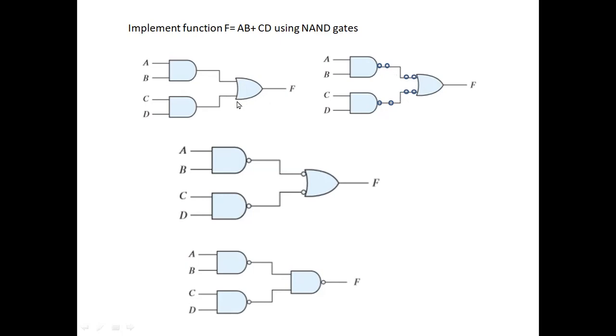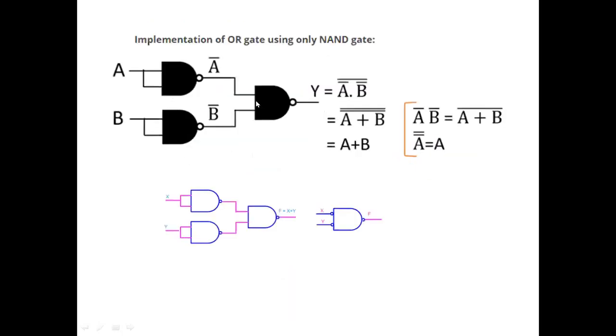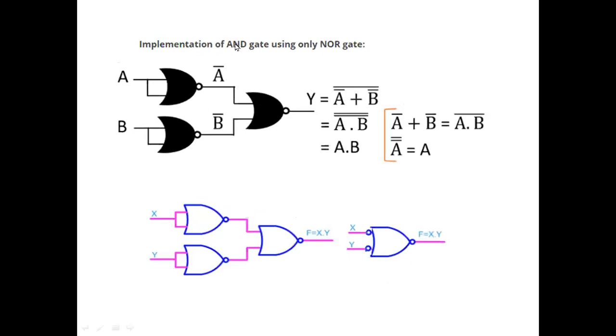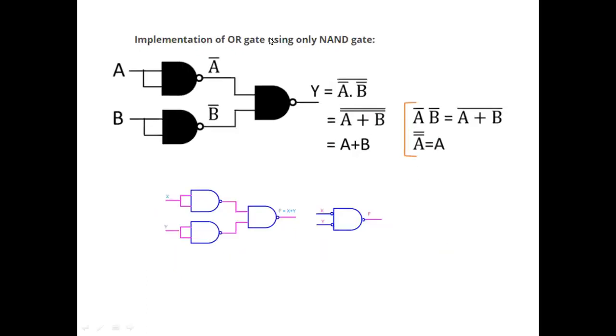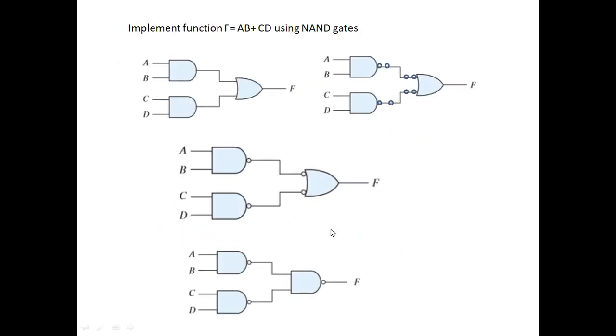And similarly, I have an OR gate. OR gate implementation using NAND gate. If you go back, yes, OR gate implementation using NAND gate. So whenever you want to replace OR with NAND, you have to put bubbles at the back. So I'm putting inverters at the back of the OR gate. Again, I'm putting two inverters.